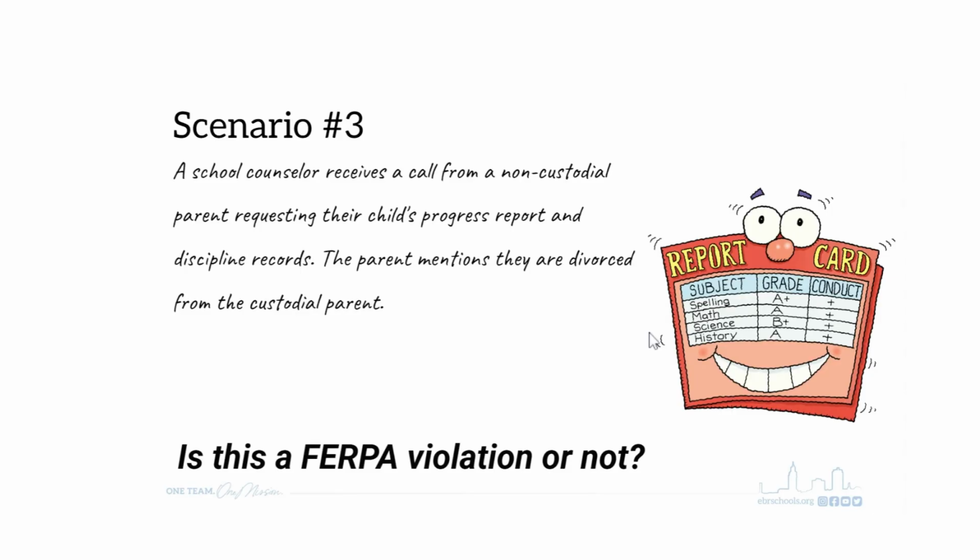Now for our last scenario. Scenario 3. A school counselor receives a call from a non-custodial parent requesting their child's progress report and discipline records. The parent mentions they are divorced from the custodial parent. Is this a FERPA violation or not?